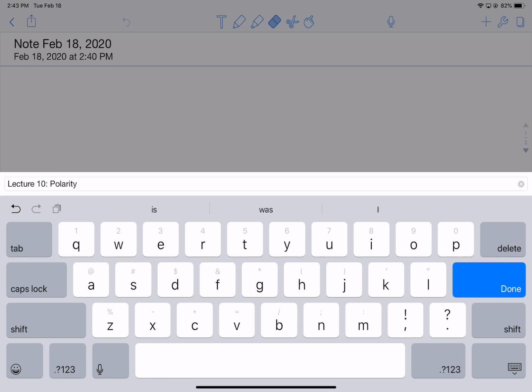This is polarity. So polarity has to do with bonding. And before we talk about bonding, we need to talk about a new concept called electronegativity. Electronegativity. What is that?